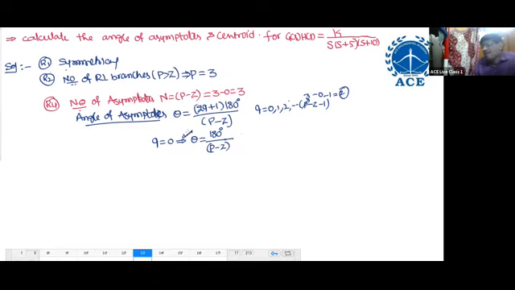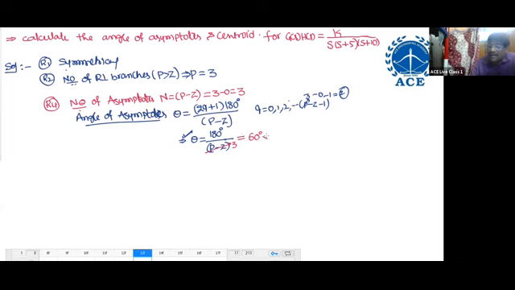To calculate the angle of asymptotes, use 180 by P minus Z. Just remember 180 by P minus Z. By looking at the problem, we can identify P minus Z, which is 3. 180 by 3 means what? 60 degrees. 180 by 3 means 60.